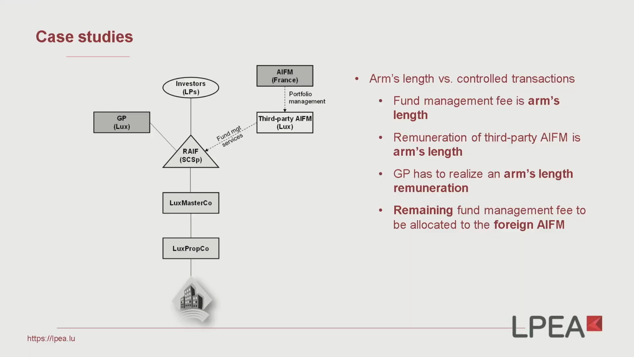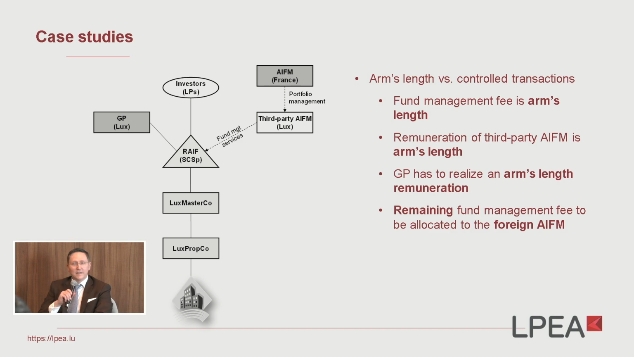Sure. So here, probably just to run you through the investment structure so that we are all on the same page. Here we have a Luxembourg RIFE established in the legal form of a special limited partnership. The investors are investing into the RIFE. The RIFE uses the fund in order to invest via Luxembourg master company and Luxembourg or local property companies into mostly foreign real estate assets. So the Luxembourg property company would be financed by a mixture of equity and debt, and so would be Lux Masterco.